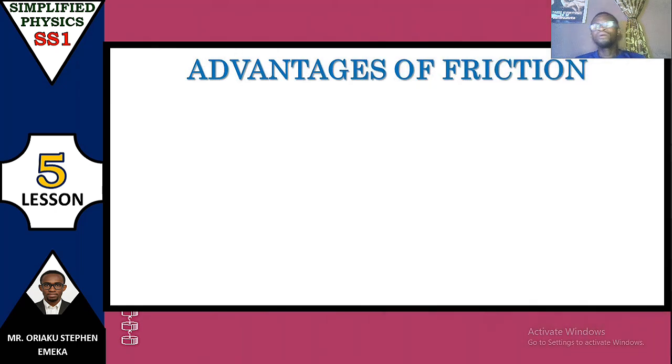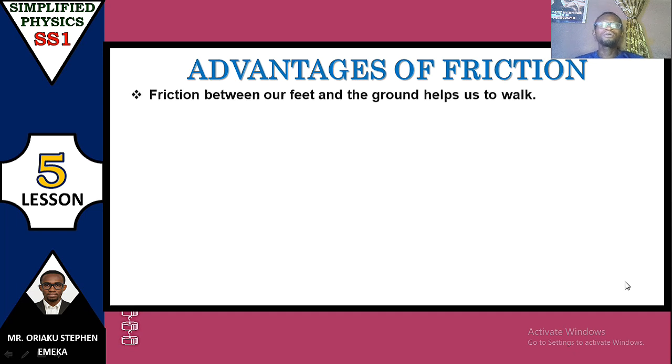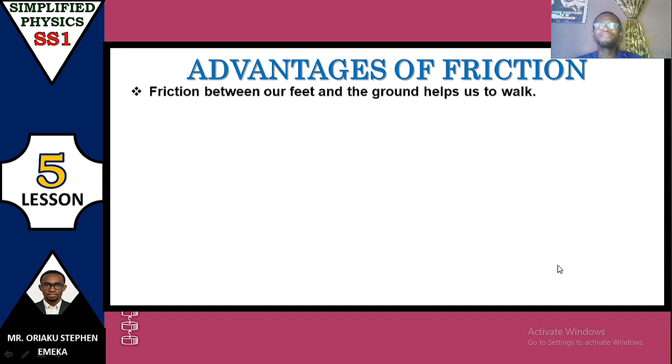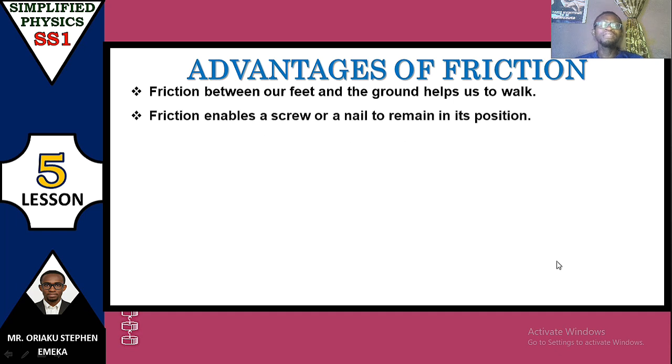Now, the advantages of friction. What are the advantages we get from opposing motion? The first one is that friction between our feet and the ground helps us to walk. Once there is no friction between our feet and the ground, we will not be able to walk. That is why the underneath of your shoes is most times not perfectly smooth, to generate friction.